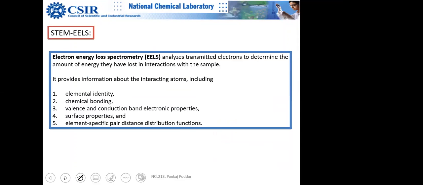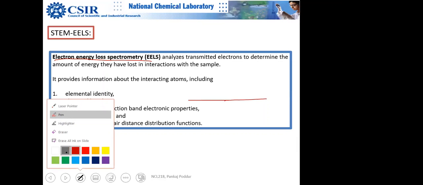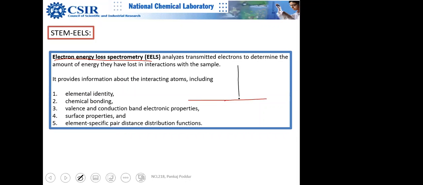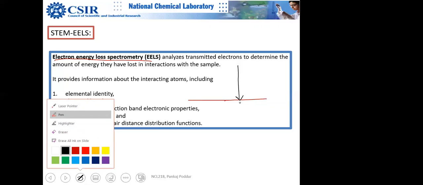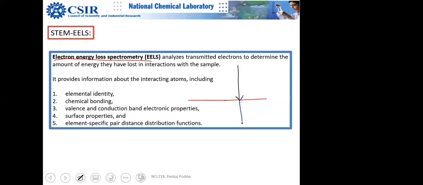EELS, as I told you, is basically electron energy loss spectroscopy. Now what is this? I can use this to explain it to you. This is your sample, and this is your electron beam. Once the beam hits the sample, it will eject, and after it will change some energy. This is the outgoing electron.